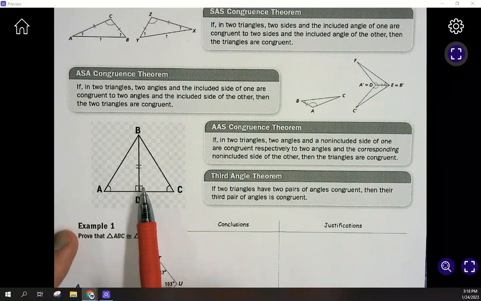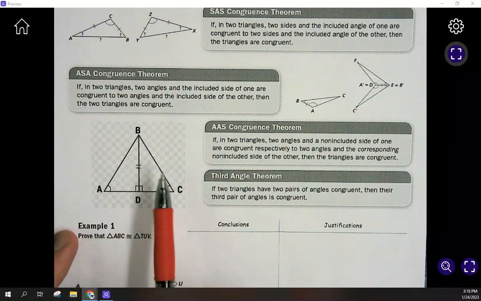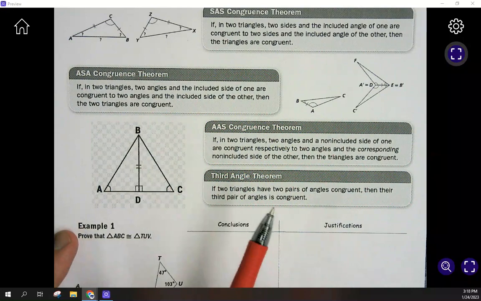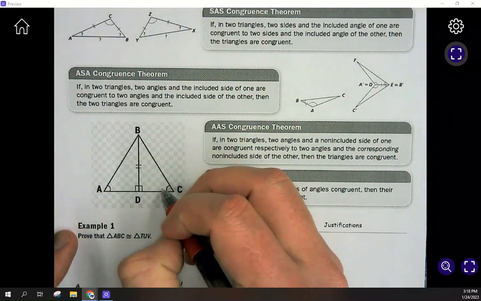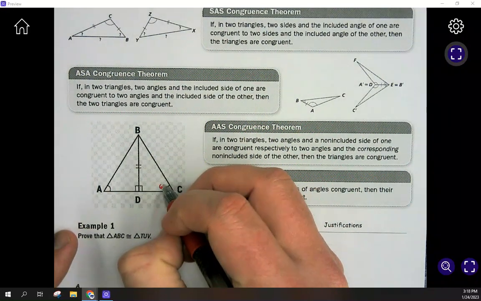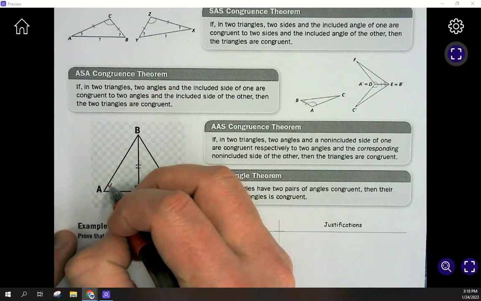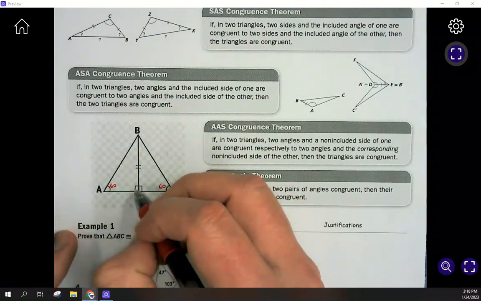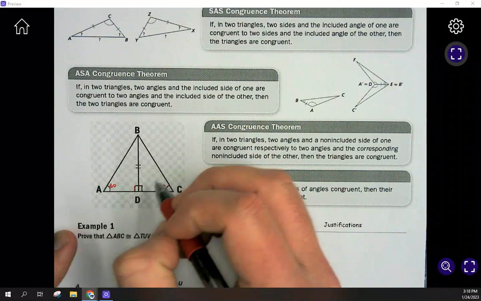We know that these two angles are equal to each other. So we automatically know that this one equals this one. Think about why that is. Let's just call this 60. Well, if that's 60, this is 60. The markings tell me they're equal. This is 90 and this is 90.